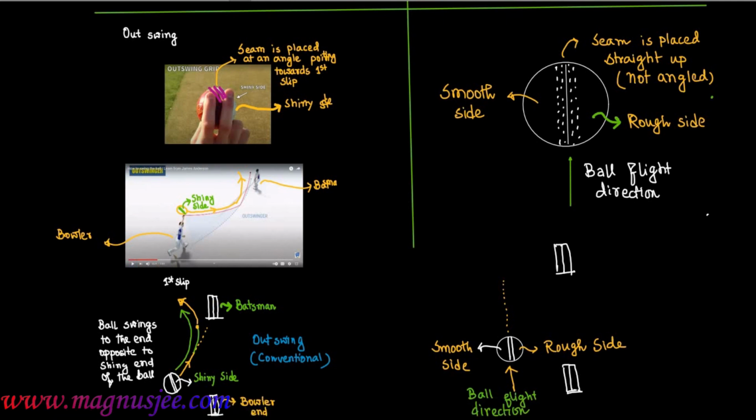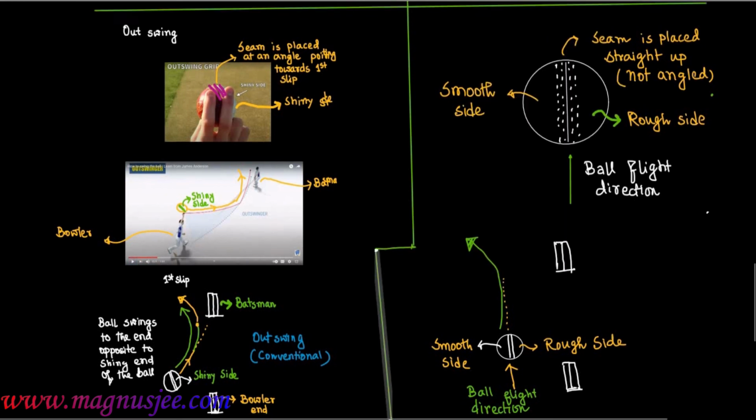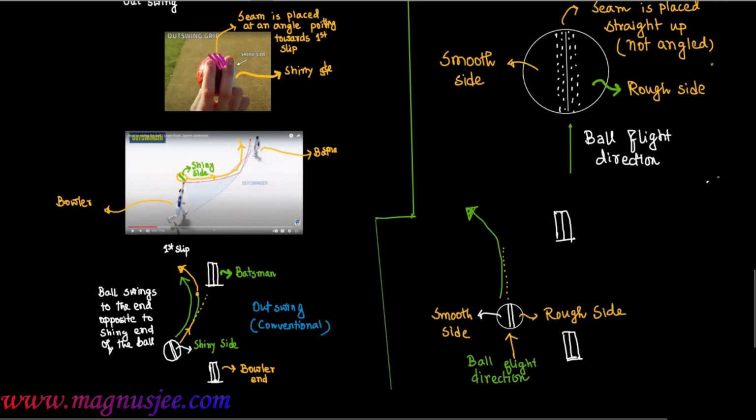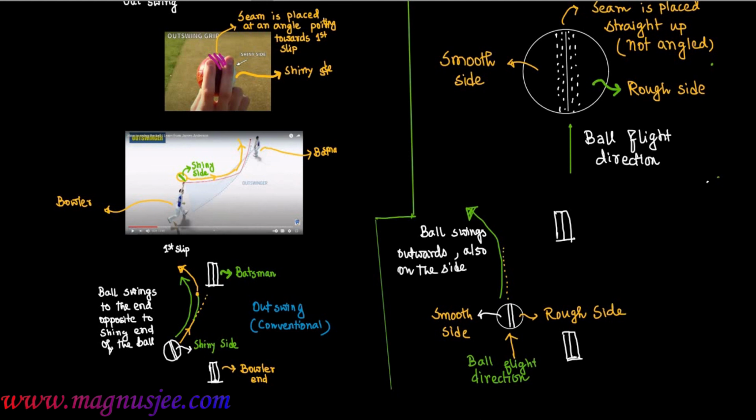In this case, the ball is thrown. On the rough side, pressure will be less, but here the ball will swing outwards. That is contrast outswing. The ball swings outwards, but the seam is placed straight up for contrast outswing. For conventional outswing, the seam should be placed at an angle theta with respect to the initial line of flight.